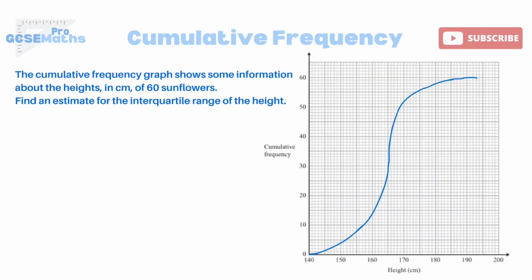Okay, so for the next question, we've got the cumulative frequency graph shows some information about the heights in centimetres of 60 sunflowers. So again, we've got that total 60. And you can see here, the graph also goes up to 60. Find an estimate for the interquartile range of the height.